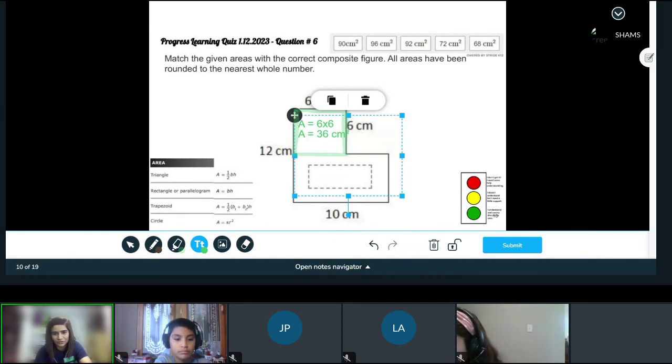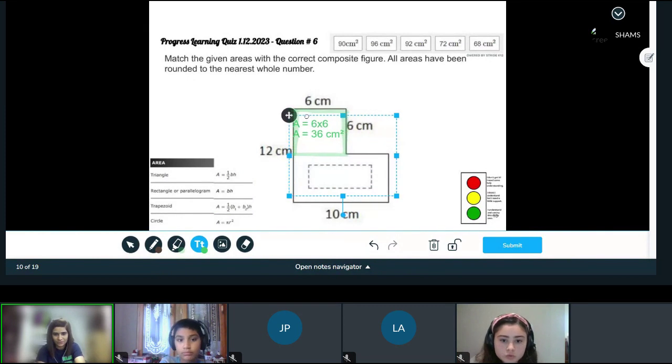And here we have squared centimeters. And we can move the box a little bit like this, and everybody can read, right? Area of the square will be 36.